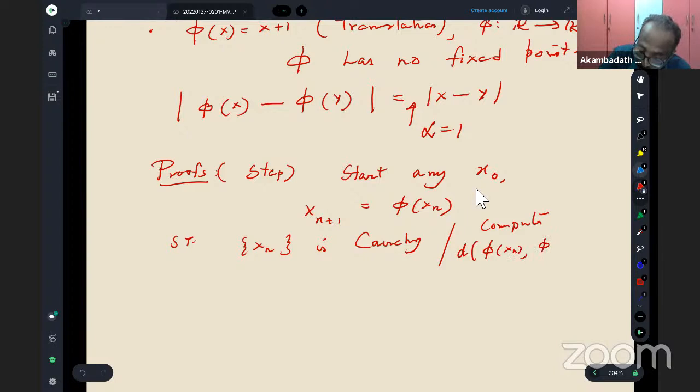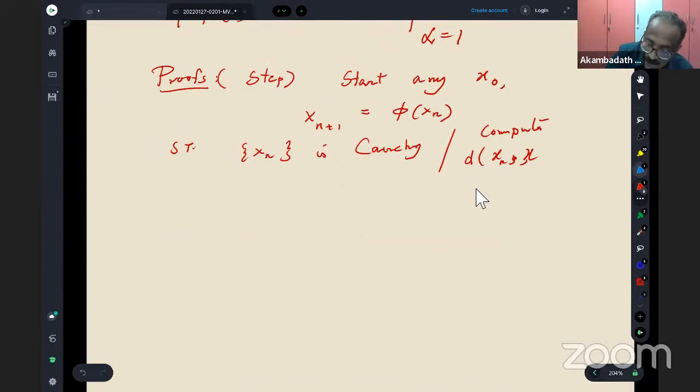You have to compute d of x n, x m, for n and m large. That's all you have to do. So you do it step by step. For example, first compute d of x n plus 1, x n. Then by the contraction, you know that this is less than or equal to alpha into d of x n, x n minus 1.